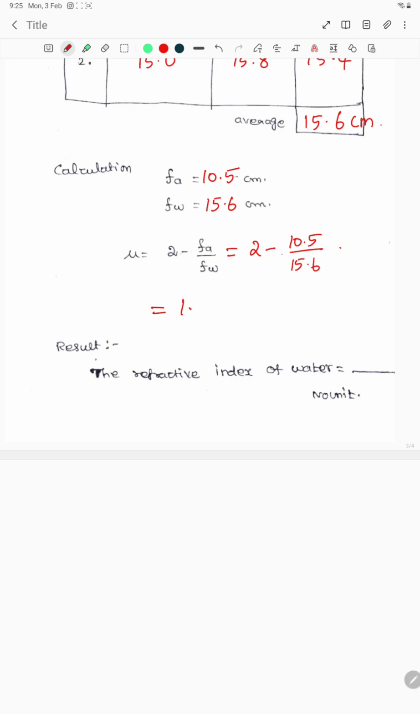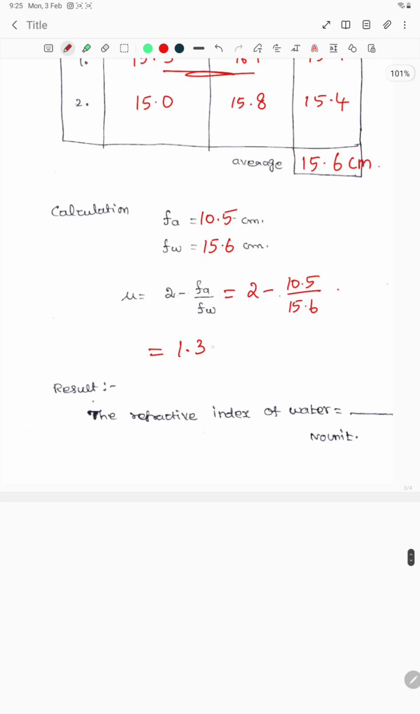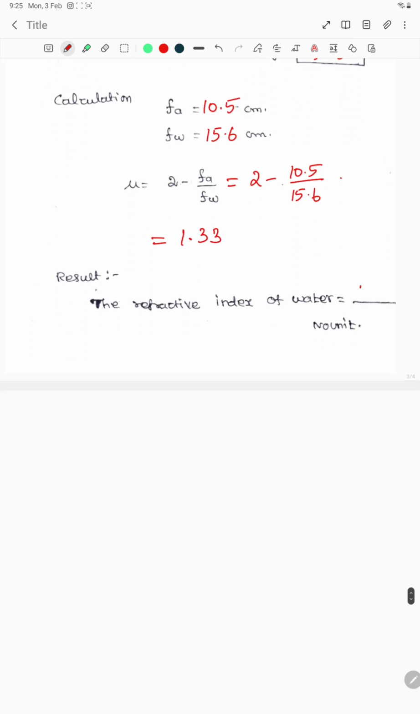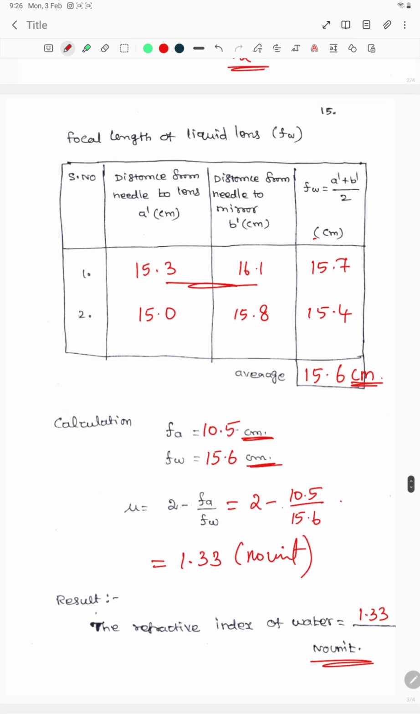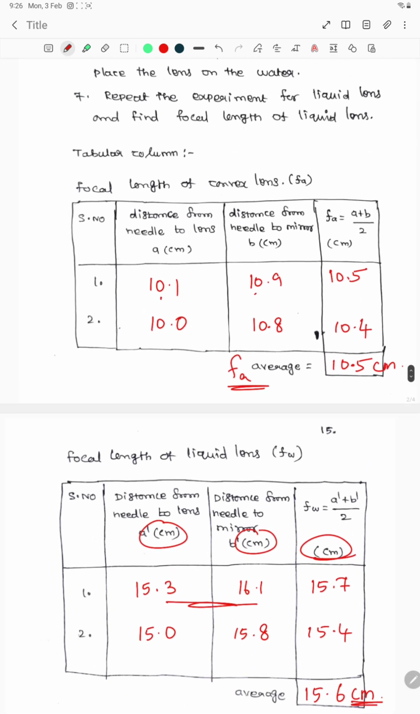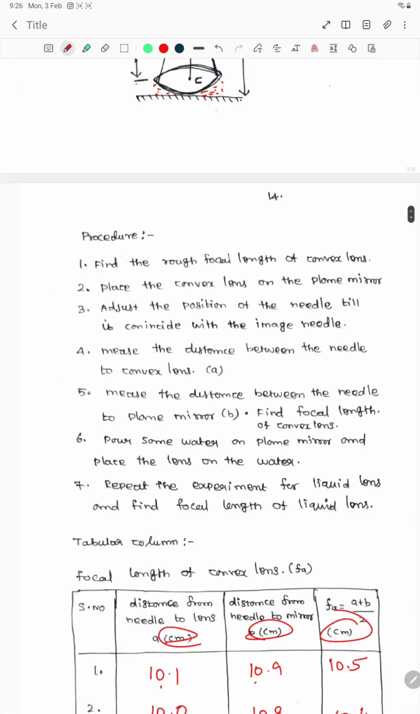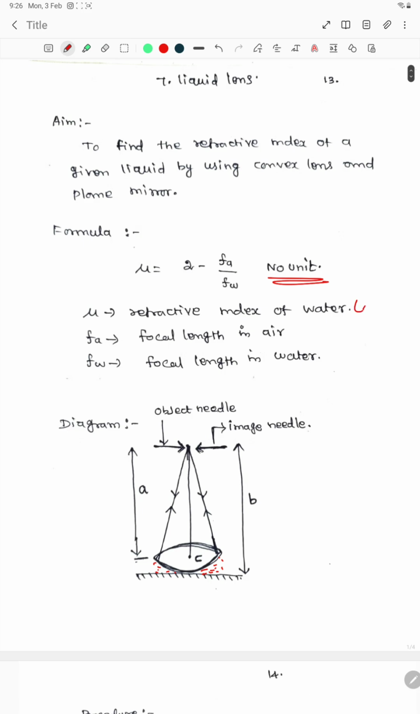That is going to give me 1.326, which I will round off to 2 decimal places, so that will be 1.33. Okay, so the final refractive index of the water or the given liquid, here in this case it is water, is 1.33, and here also you will write no unit. Even if there is no unit, you have to mention no unit, and make sure you write centimeter everywhere. Even inside this you have to write centimeter everywhere. Here centimeter, here also you have to write centimeter, and then the formula also you can write no unit.